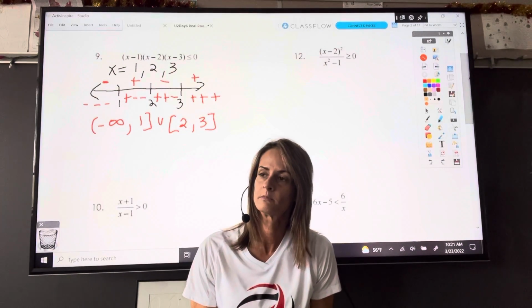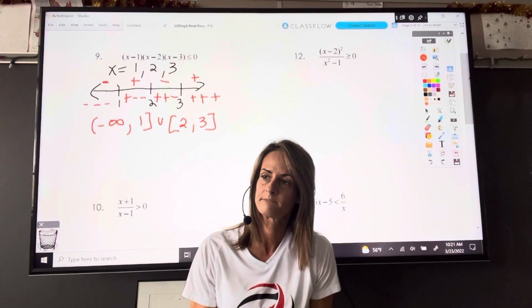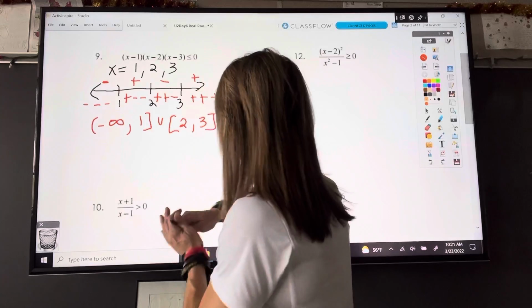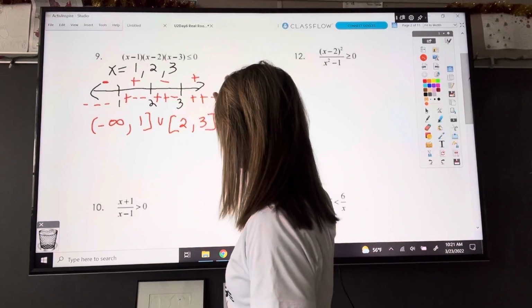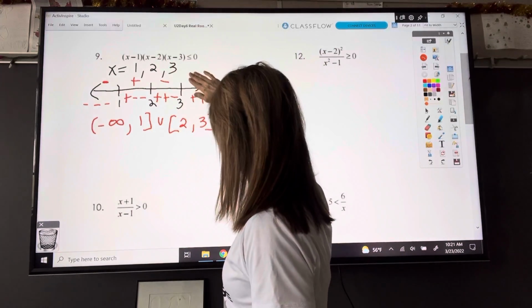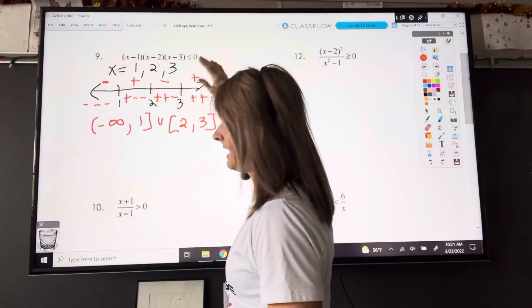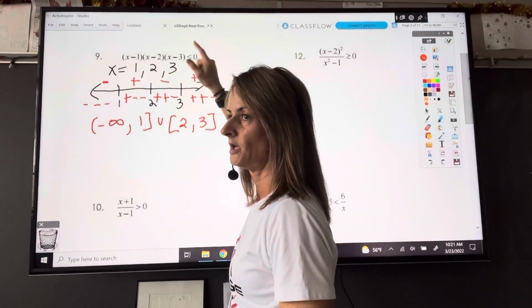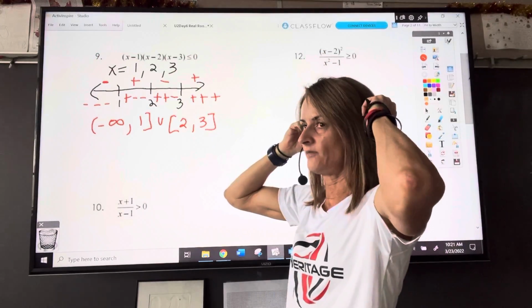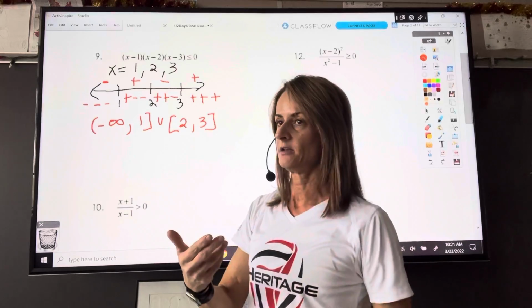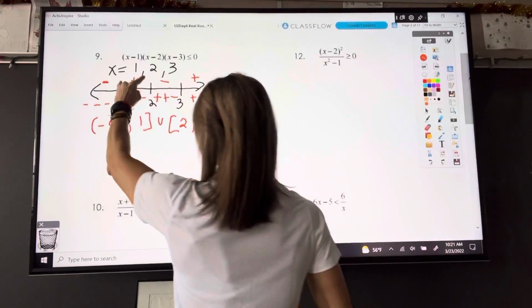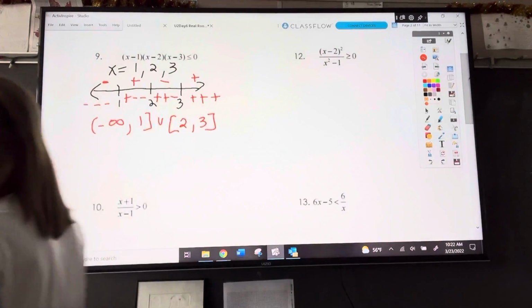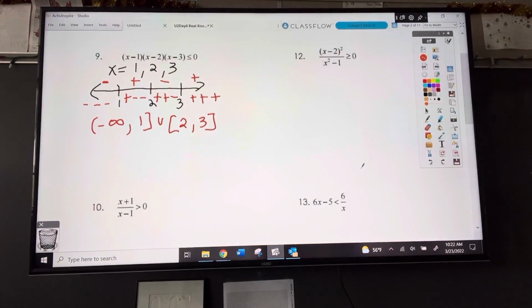Why isn't the last interval positive? Why does it stop at 3? Because from 3 to infinity, the y values are positive, and this particular problem is asking for where the graph is less than 0. Had the question asked where the graph is greater than 0, we would have said this interval from 1 to 2 and this interval from 3 to infinity.